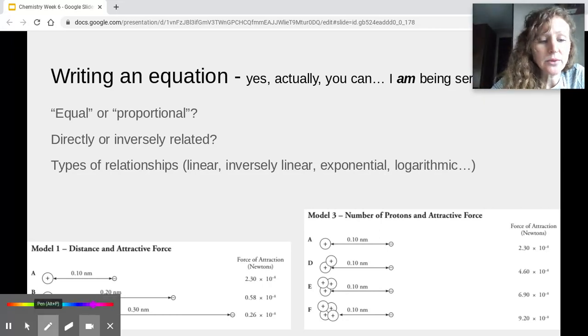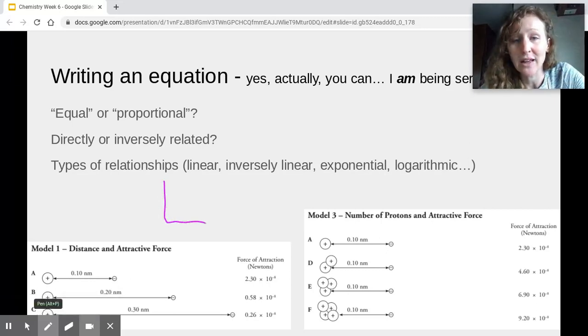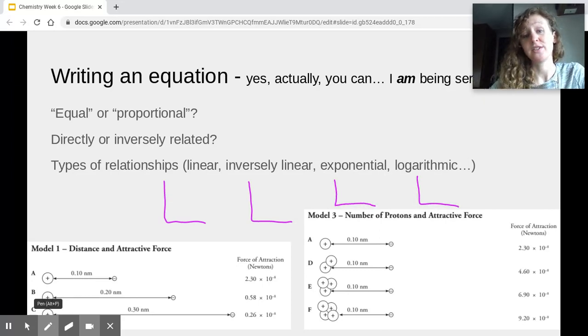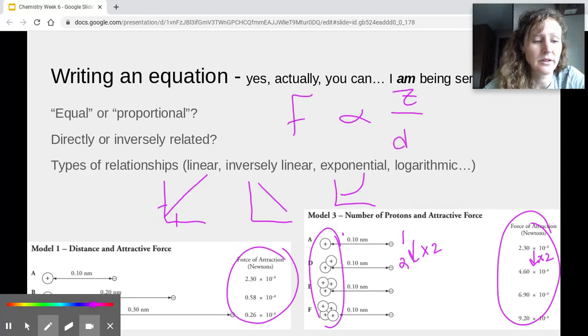A linear relationship on a graph, I bet you would be able to tell me what that looks like. This would be a good place to pause the video and try to draw out little graphs down here. What would a linear graph look like? What would an inversely linear graph look like? What would an exponential graph look like? Have you guys talked about logs? What would a logarithmic graph look like?